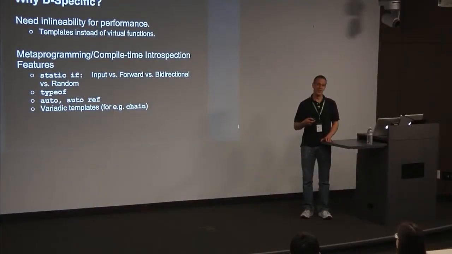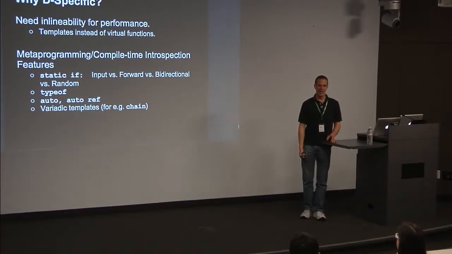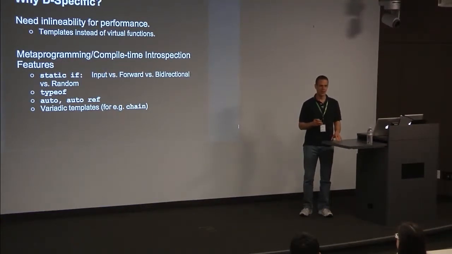And variadic templates, which are useful, for example, for implementing chain, which is a range that I forgot to mention on my previous slide. So chain takes n greater than 1 ranges. Actually, I think if you give it 1 range, it aliases itself away, which is rather efficient, and chains them together to make it look like a single range. Now, of course, this requires variadic template support if you want to handle the general case of n greater than 2.